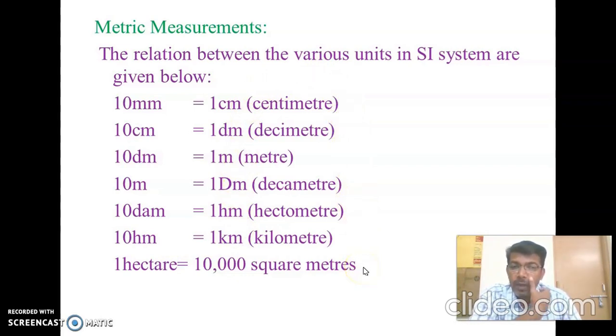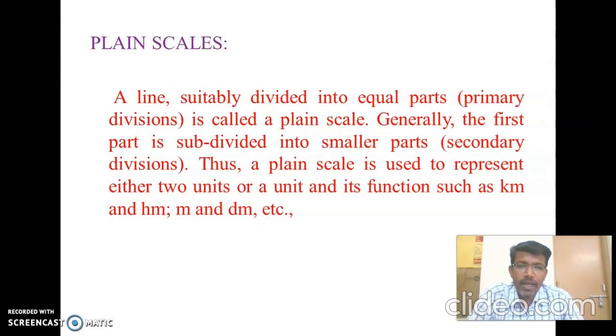Because all the problems will come in this manner, you have to understand what the unit is and how many divisions you have to make, right? So let us see, this is a plane scale. So what is a plane scale? A plane scale is a line suitably divided into equal parts, called primary divisions. Generally, the first part is subdivided into smaller parts, that is secondary divisions. Thus, a plane scale is used to represent either two units or a unit and its fractions, such as kilometers and hectometers, meters and decimeters.